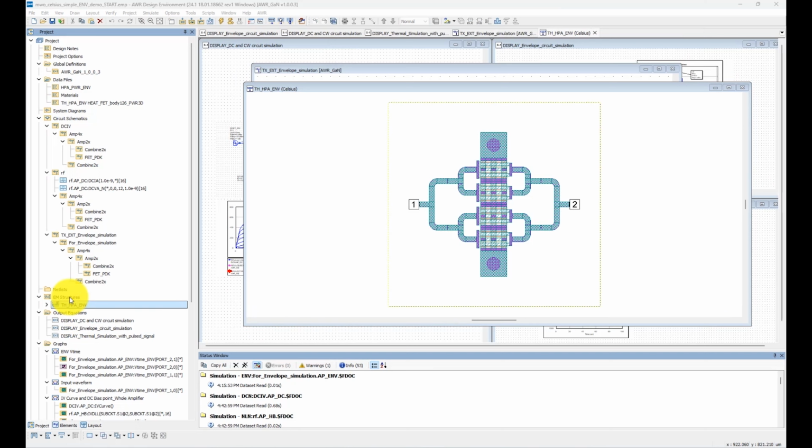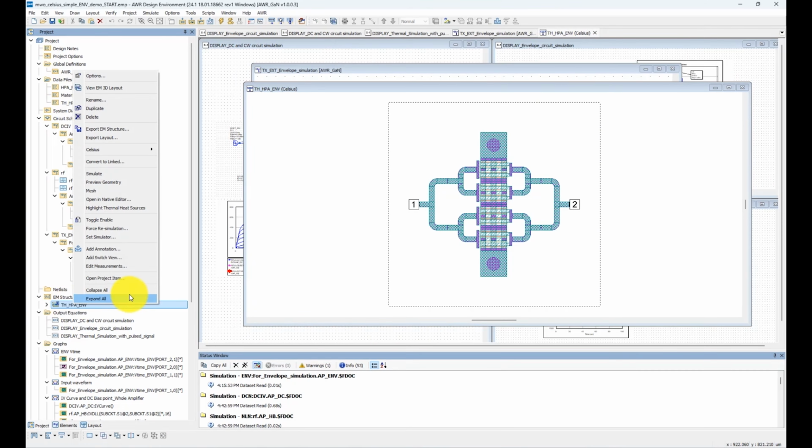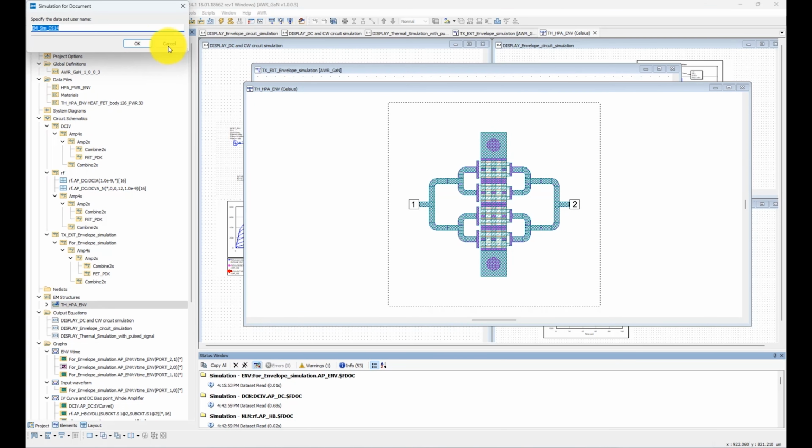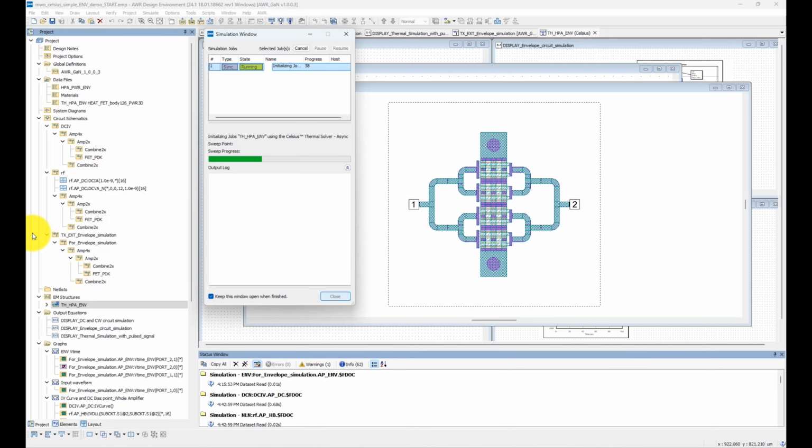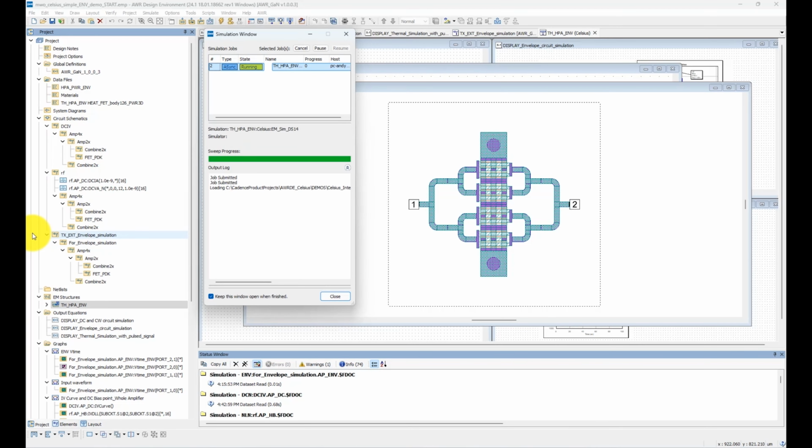We are now ready to perform the thermal simulation. When we initiate that simulation, the various input data are passed to Celsius. The structure is then meshed using automatic mesh refinement to create small mesh elements when necessary, the heat equation solved, and the data passed back to Microwave Office for display and analysis.